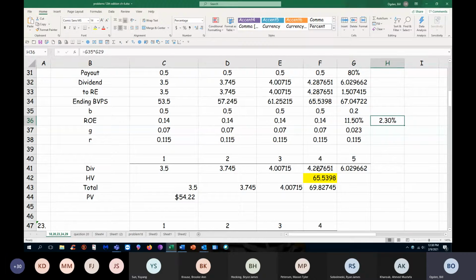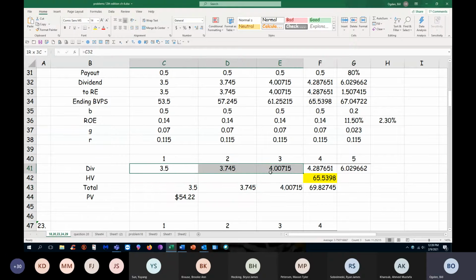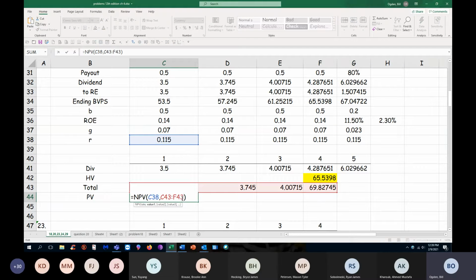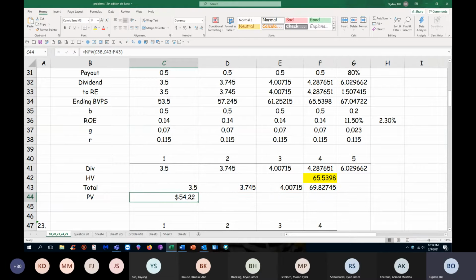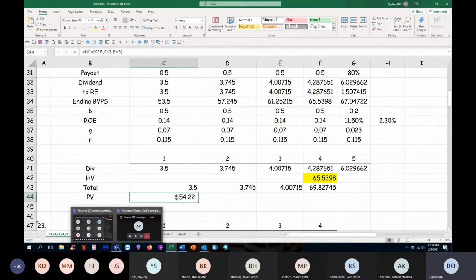I add the horizon value 4 to D4 to obtain cash flow 4. So this is cash flow 4, cash flow 3, cash flow 2, and these are what? These 3 are exactly equal to the dividends. And then cash flow 4 is the sum of dividend 4 and horizon value 4. Gives me this number. And I discount these back at the cost of capital, 11.5%. And I find the value to be 54.22. So how are we so far on that one?